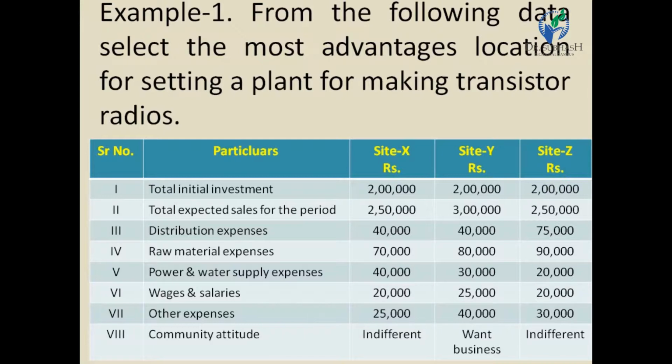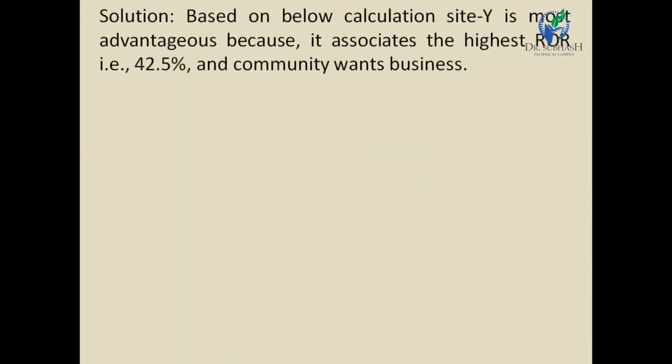So if all the things are given, considering all this data, all these costs, all these investments, which site gives you the maximum rate of return? Based on that we will select which site gives the maximum rate of return. That site will be selected for setting up a plant for making transistor radios. So we will calculate the rate of return for each site X, Y and Z. The solution is given over here.